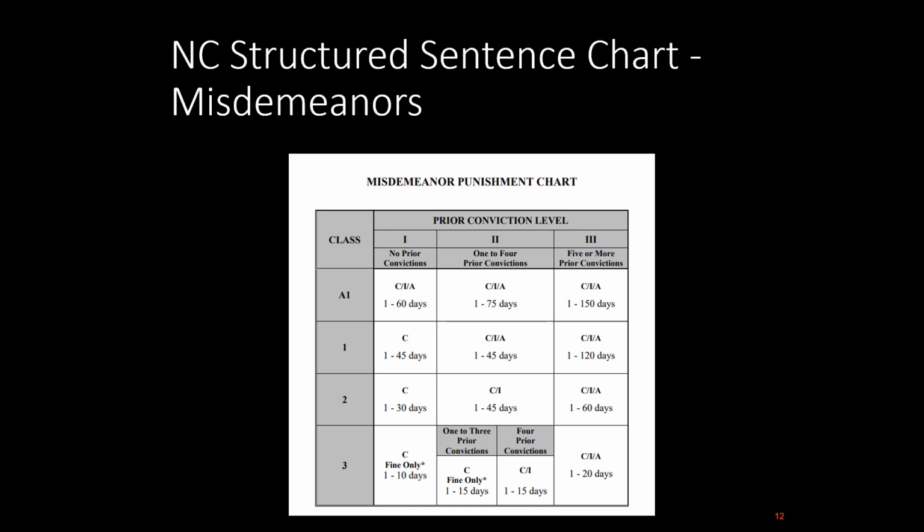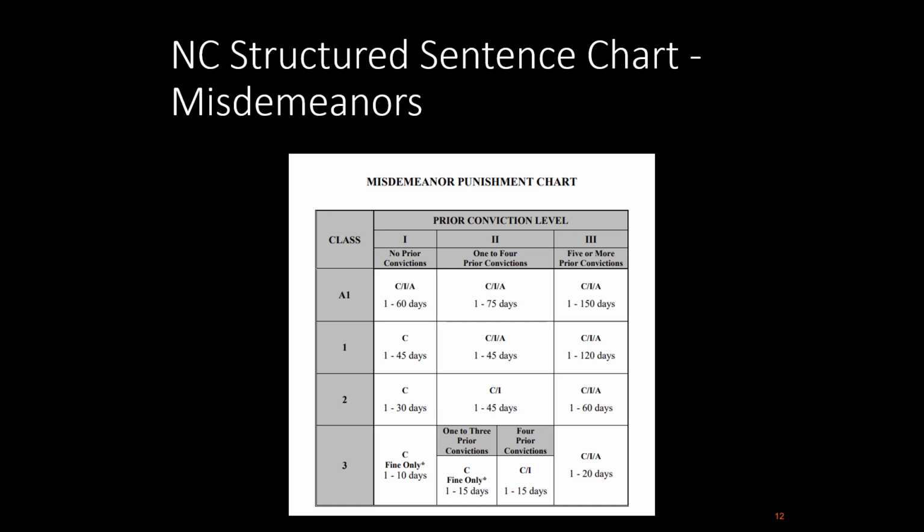For most misdemeanors, except the A1 misdemeanors, which would usually be a serious assault, you're going to get community service. Probably serve a little bit of time in jail awaiting trial, but that's what you're going to get.